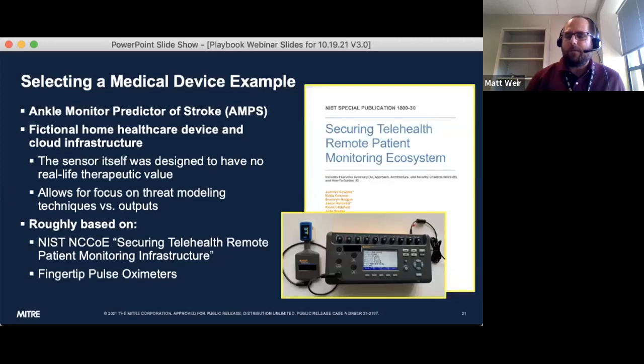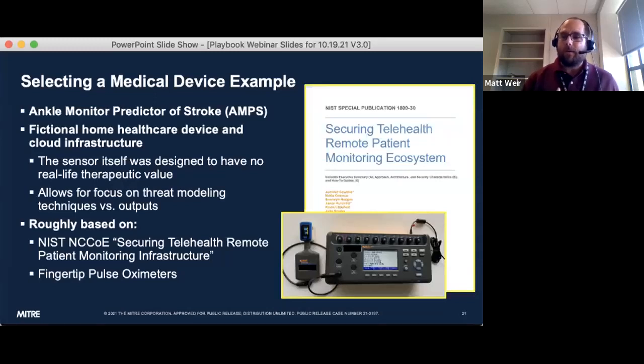So one of the first questions that we really had to deal with, though, when developing this is selecting a medical device in order to use examples for when doing threat modeling in the playbook. So we eventually selected a fictional medical device called the Ankle Monitor Predictor of Stroke, or AMPS. And we designed it specifically so that the sensor itself has no real-life therapeutic value whatsoever. So don't try to think too hard about how an ankle monitor could predict stroke. We specifically made that to be, as I said, a fictional example here. And the really nice thing about this is it allows us to design this example to have different features that are very useful from a threat modeling training perspective.